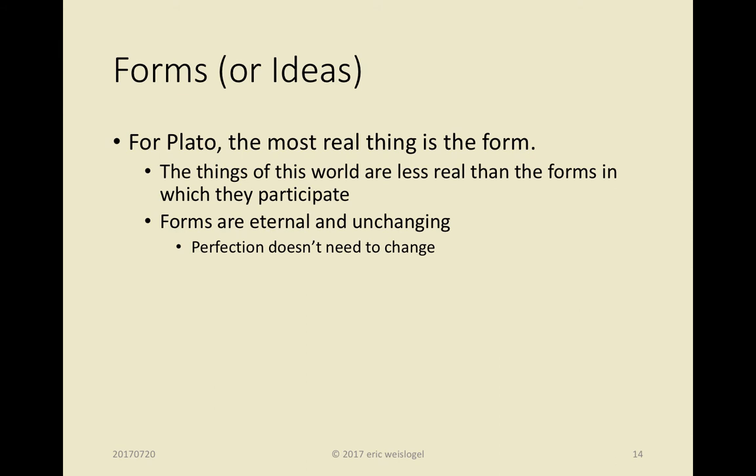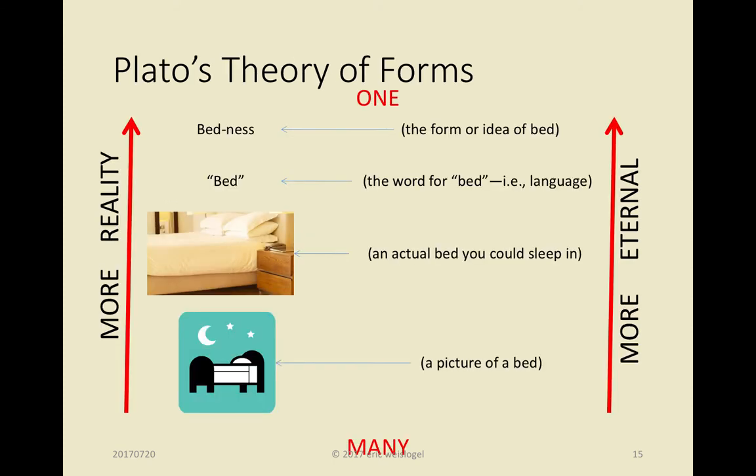So for Plato, he's got this idea that there's levels, a hierarchy of reality. The more eternal and unchanging the thing is, the more reality it has. So take this graphic here. Look at the lowest level of this, like a picture of a bed. How easy is it to destroy a picture of a bed? Simple. Tear it up, light it with a match, the picture's gone. If it's a digital picture, you just hit delete.